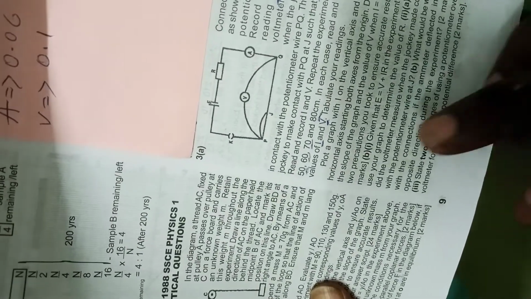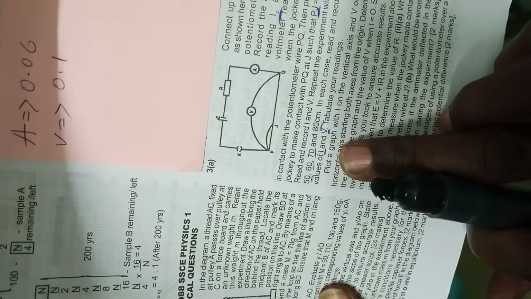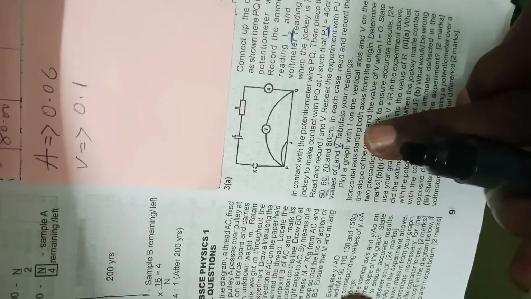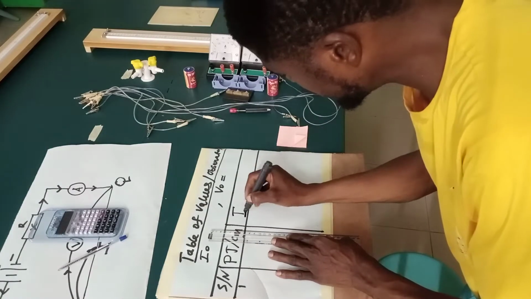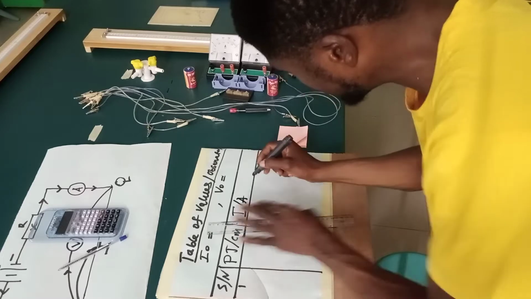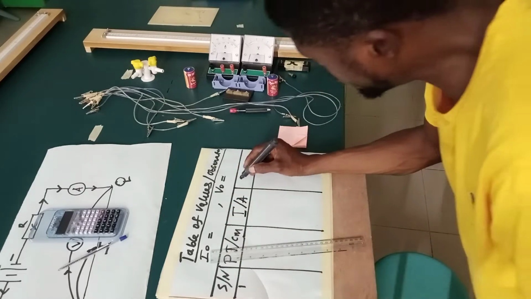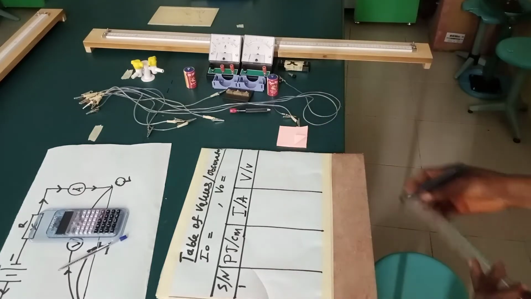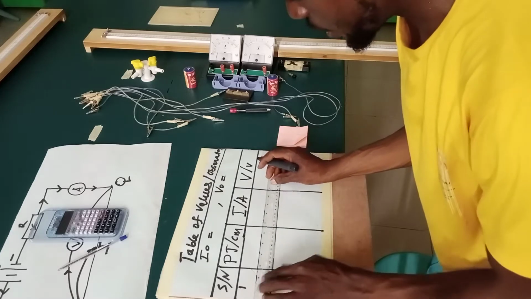The next thing we have to include here is your I and V. I is current in ampere and V is potential difference in volts. So write I / ampere. You draw a straight line. And then the last one is V / volts. That's it. So we are going to draw a straight line.